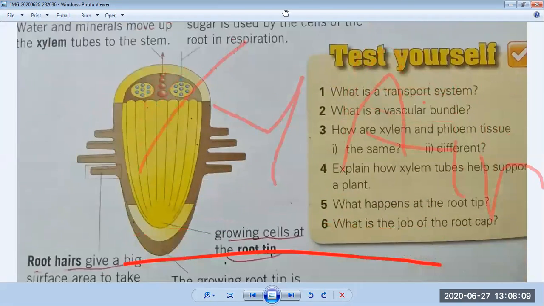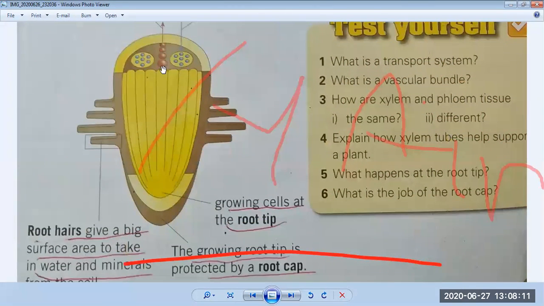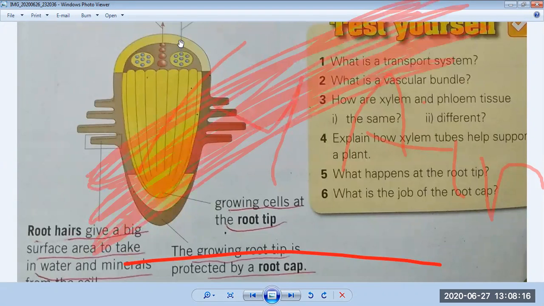Now you will see the diagram. You can also see these are in the center, these are xylem cells and these are the phloem cells. Okay, so when they both are combined collectively, we call them vascular tissues. Now you will see here are root hairs.